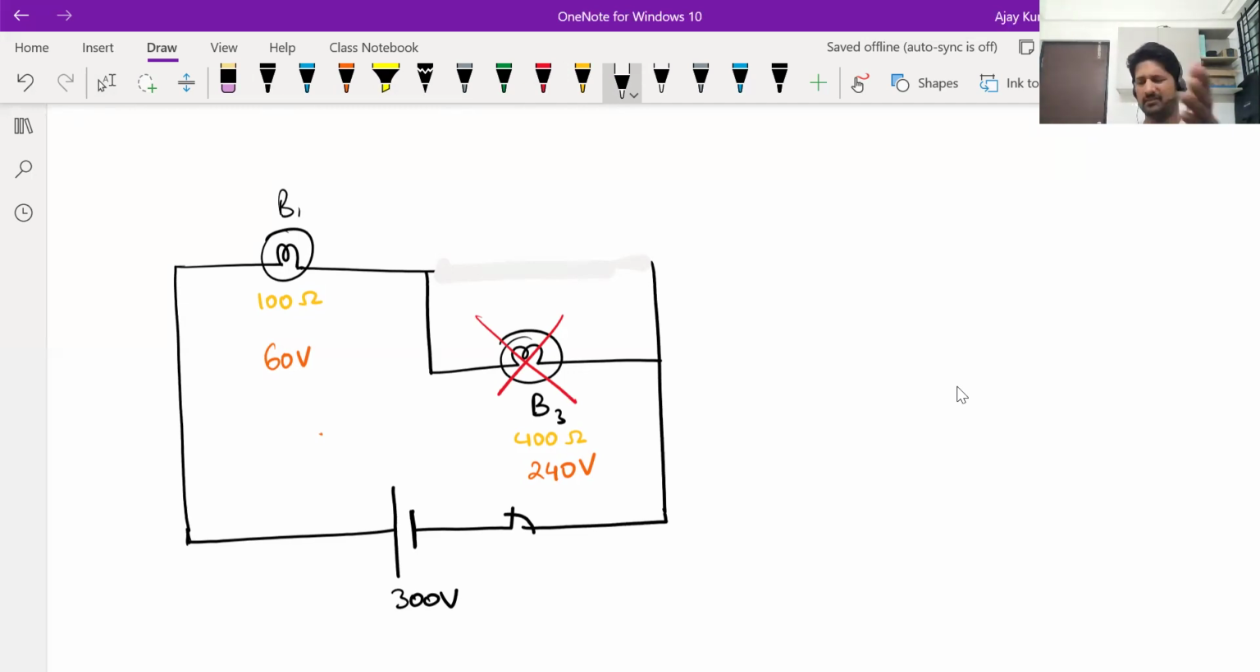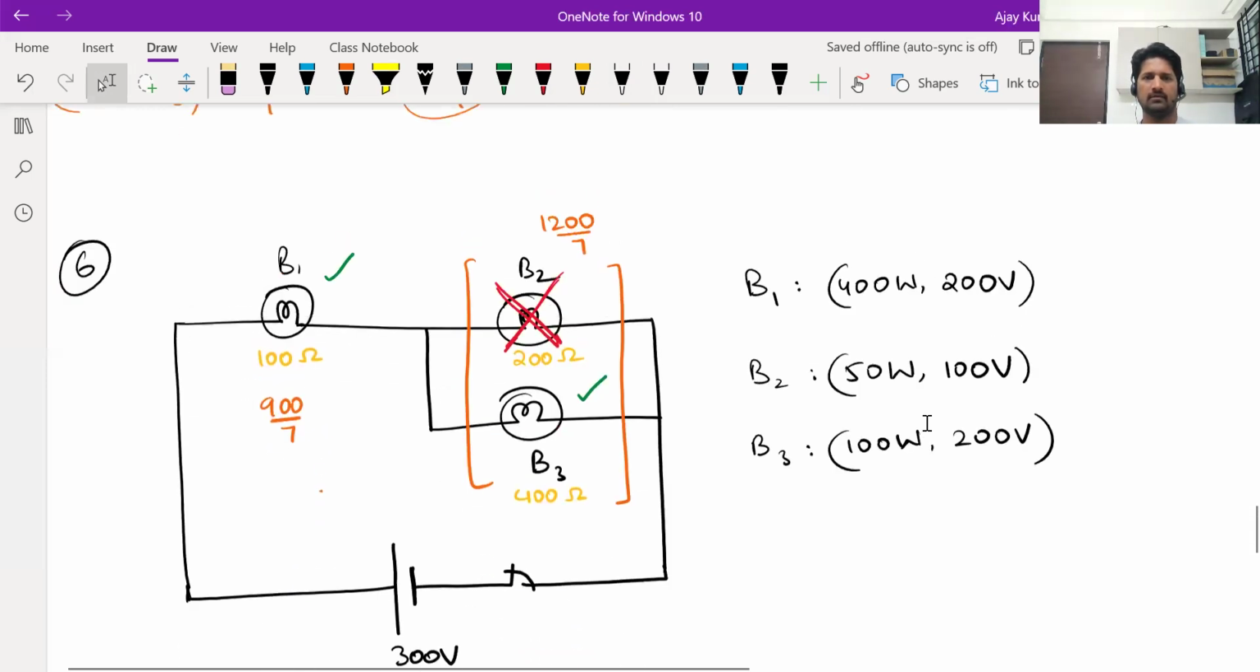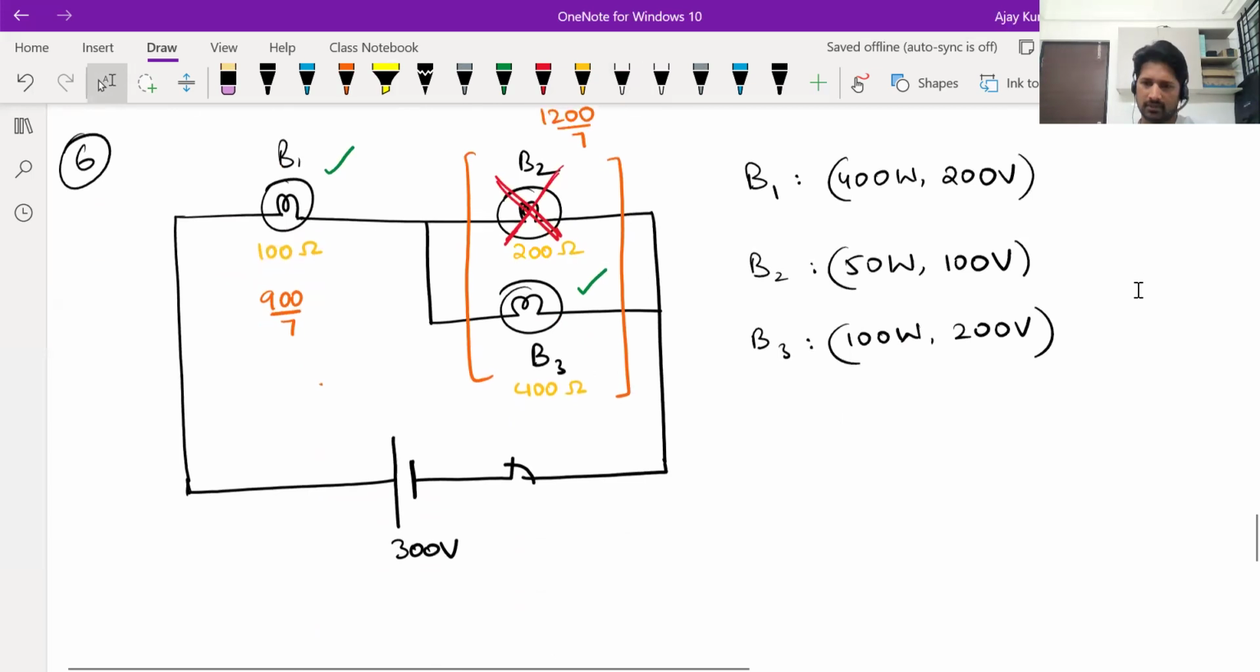But anyway, the time difference will be negligible. It will happen almost immediately. Both will fuse almost at the same time. But if they precisely ask you which fuses first, you can tell it is B2. The time gap is negligible actually, but one happens before the other. Is this clear to all of you? Yes, sir. Okay.